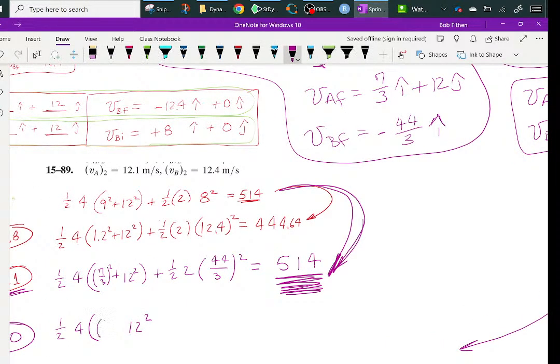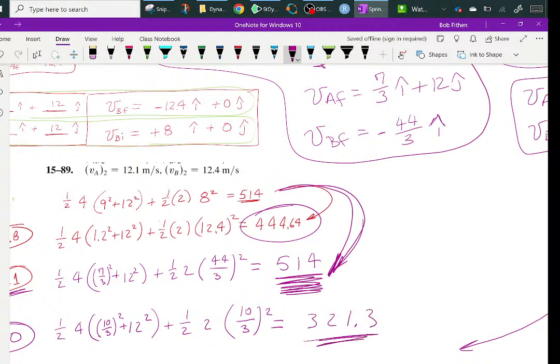It doesn't matter whether it's minus or plus, 1/2 times 2 times 10 thirds squared. It's got to be less than 444, unless I goofed up. And that's altogether possible. 321.3. So you can lose, you can go from 514 to there, but you can't go any lower than 321.